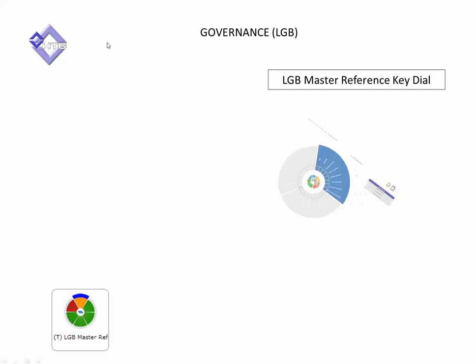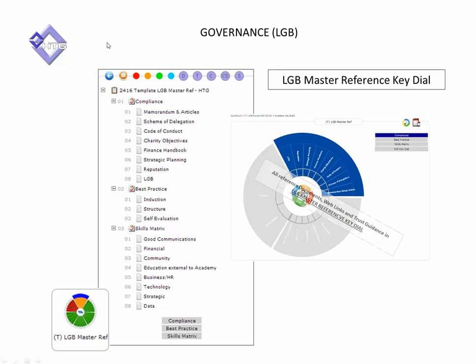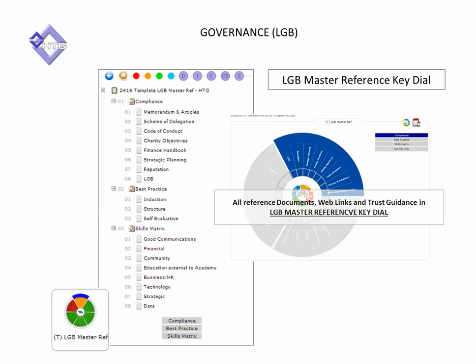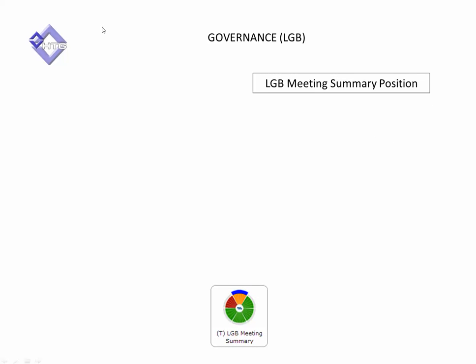The master reference is simply a dial that shows the compliance. All the master documents will be put in here. It will be controlled by the trust to enable the schools to have direct access to the relevant current versions of the documents that we refer to as an organisation to ensure that we're compliant, providing the best service we can and supporting the schools we work with.